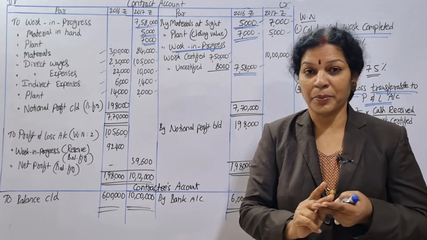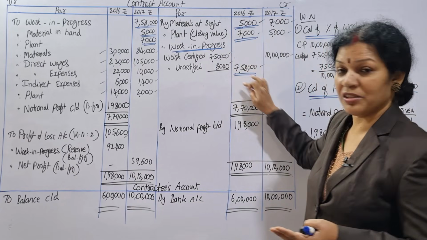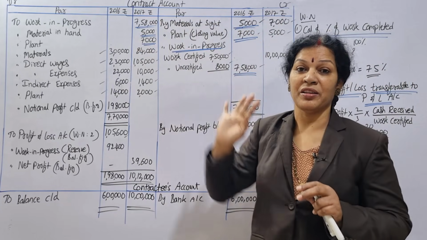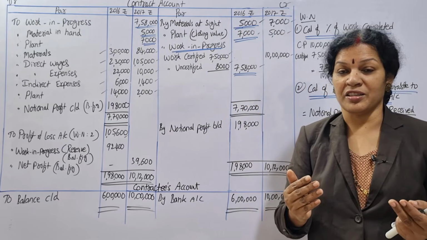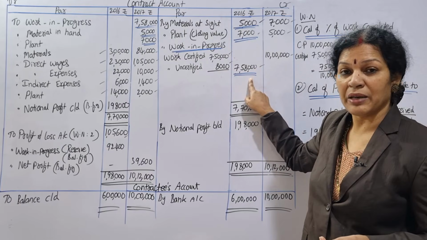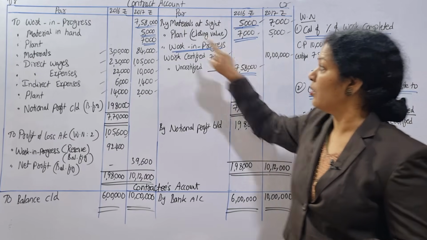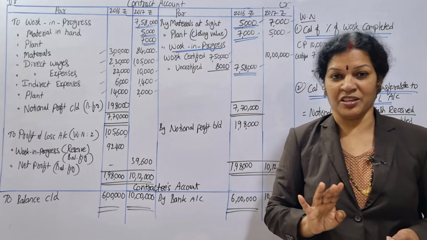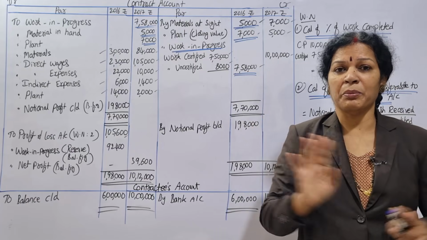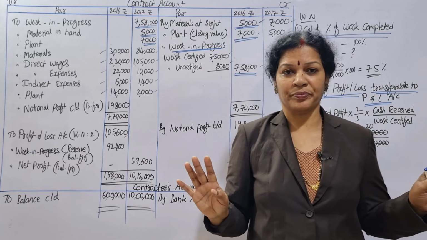And another important point is closing balances. Whatever you find for the first year will be the opening balances of the next year. 2016 closing balances are 5,000, 7,000, 7,58,000. These three are opening balances of the next year. So these 2 points, if you remember, the rest of the problem is normal.